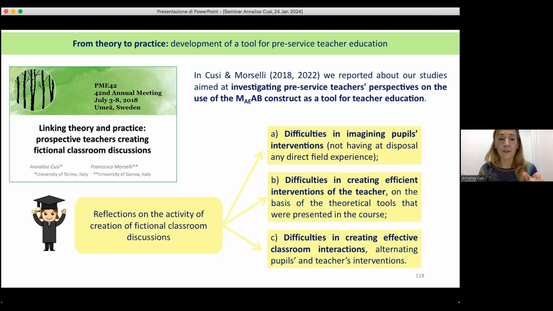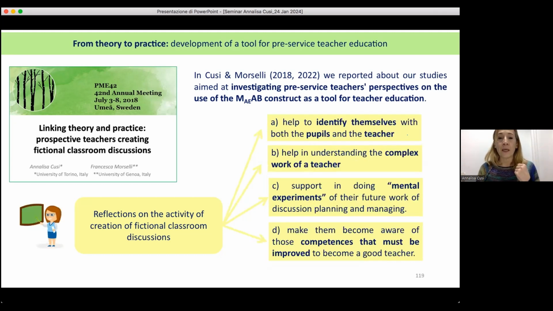When they reflect on this activity adopting the perspective of a teacher, they reflect on the usefulness of this kind of activity for their professional development. And they stress that these activities represent a help to identify themselves with both the pupils and the teacher, a help in understanding the work of the teacher and its complexity, a support in doing mental experiments of their future work, and a support in making them become aware of the competencies that they should improve in order to become good teachers.